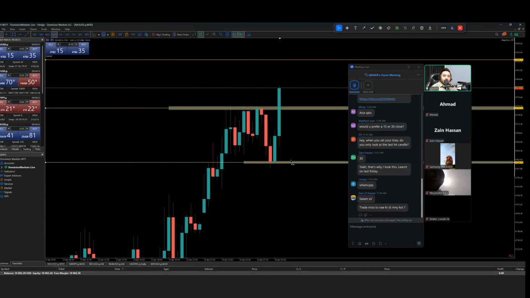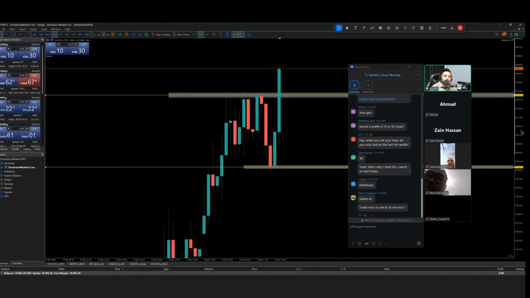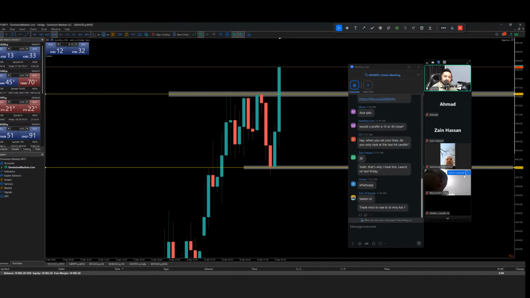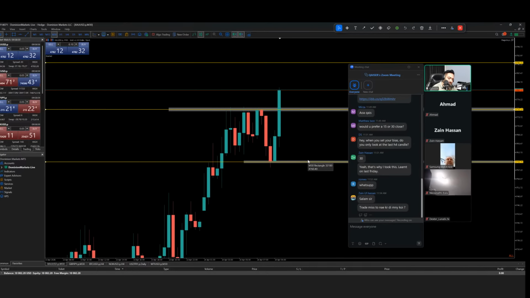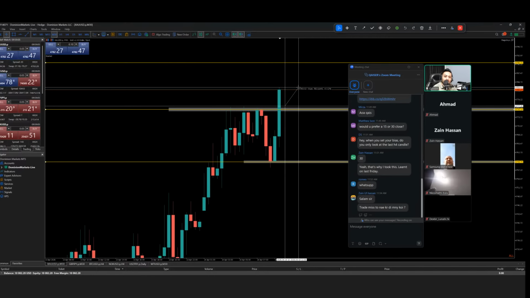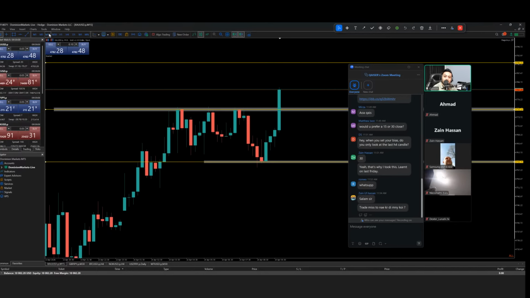So just waiting right now, man. I'm just waiting. Can't do anything about it. It has just moved. It's already moved 50, 60 pips away from the resistance as well. So without getting into FOMO, I need a structure to be formed.